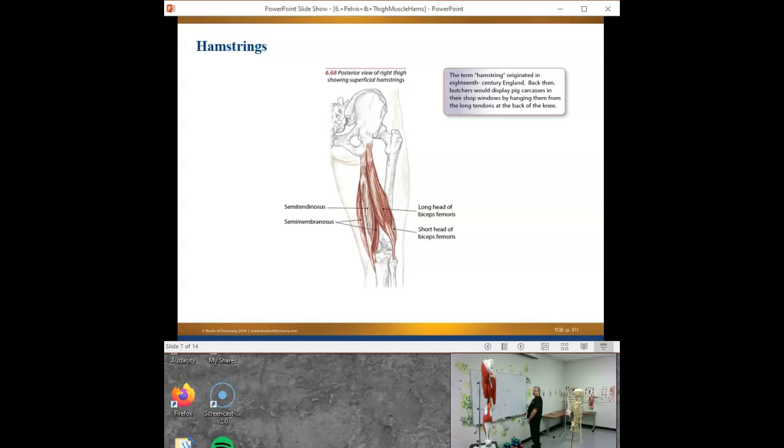What do posterior tilts do to the curves of my spine? It's the opposite of what anterior tilts do to the curves of my spine. This is an anterior tilt, this is a posterior tilt. Exaggerate them? Which one?